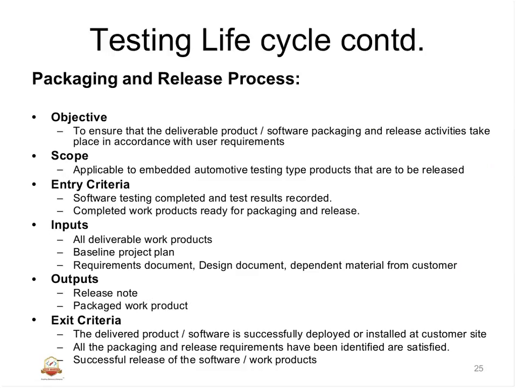Okay, now come to packaging and releasing. Once we are done with the testing, what are the processes that we follow for packaging and release of the embedded test product, tested product? Here the objective is to ensure that the deliverable product or software packaging and release activities take place in accordance with the user requirements. That means we cannot deliver the product saying that I have tested and I take it. We should have a well defined process, well defined packaging mechanism.